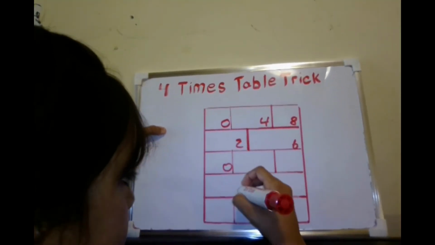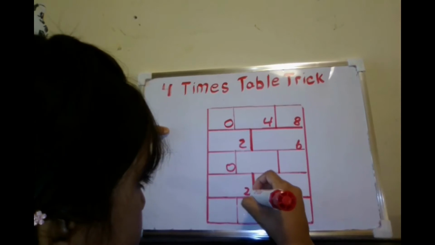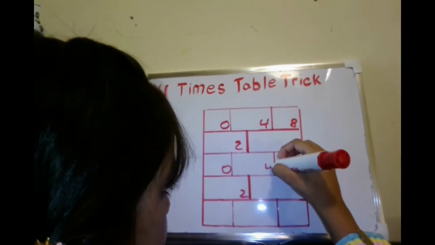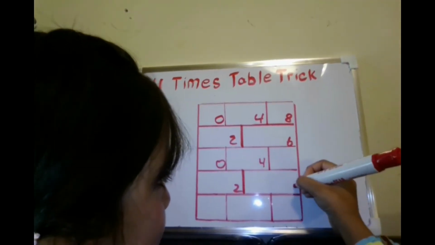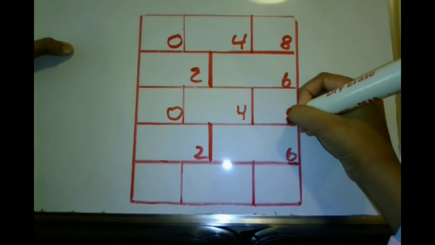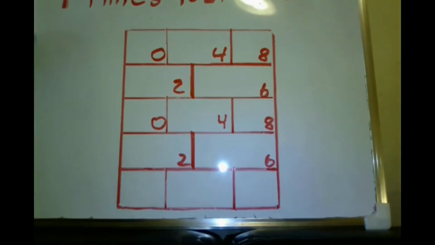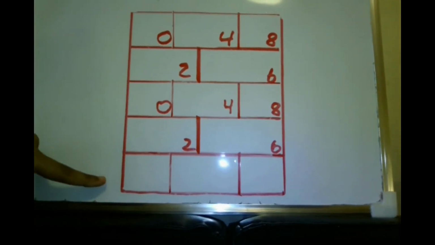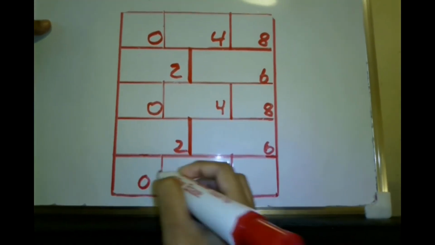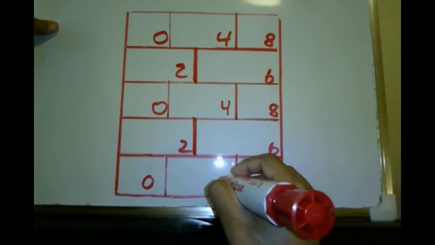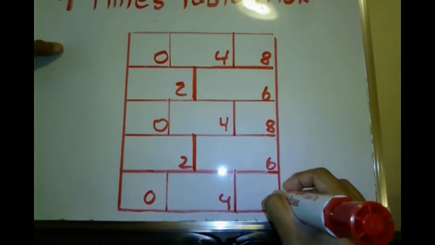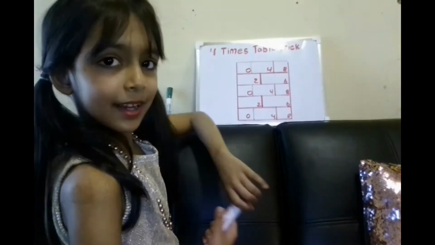0, 2, 4, 6, 8. Then you're going to do the next row like this. 0, 4, 8. So now we're going to do the next step.